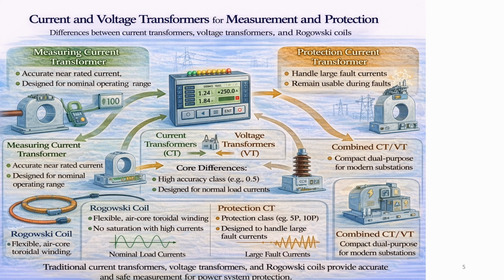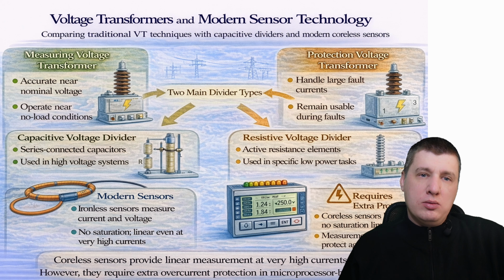Finally, well-known examples of modern measuring transformers include combined current and voltage transformers used in compact substations. Next, we'll look at the voltage transformers and modern measuring sensors.